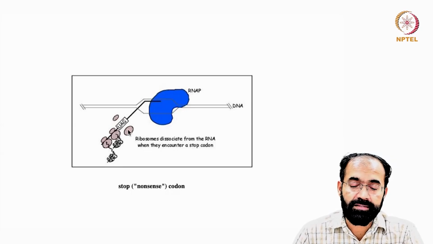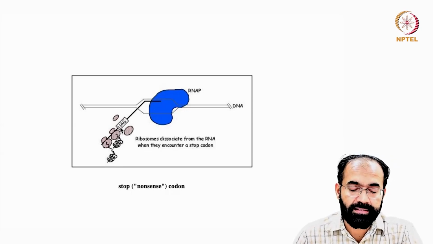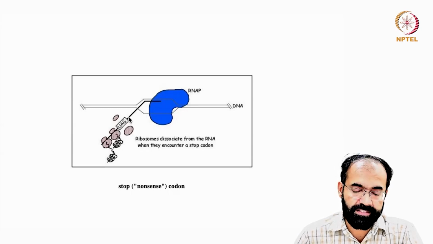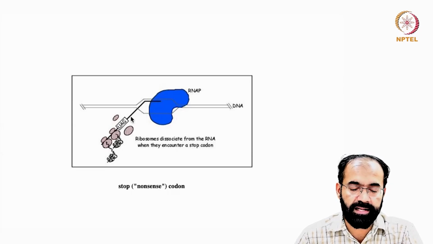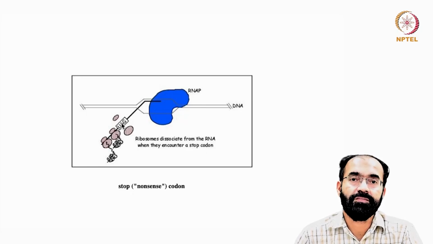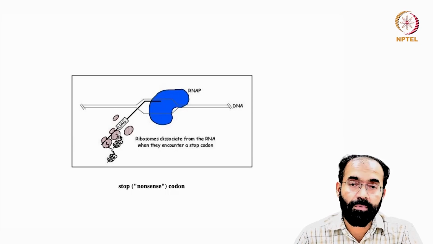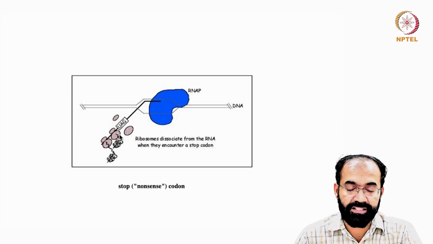So this will continue until the stop codon: UAG, UAA, UGA. These are the stop codons. Any one is enough. Not all three are necessary in a given gene. As soon as a stop codon has been reached, the ribosomes will disassemble and the protein will come out of this translational machinery.